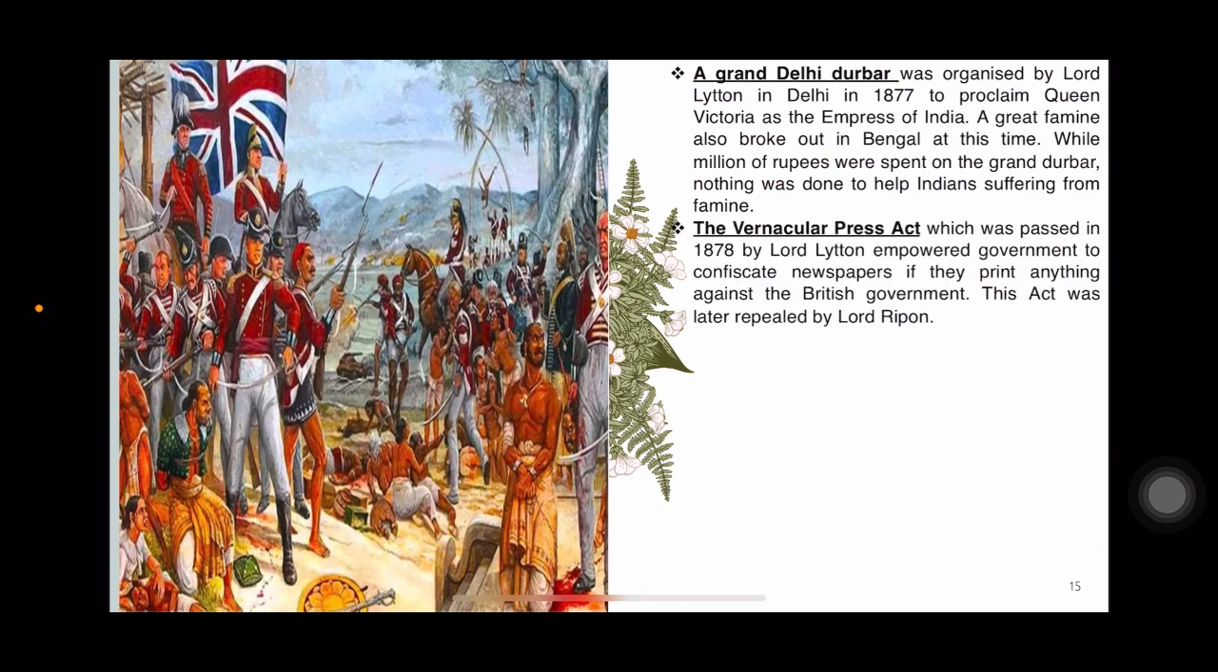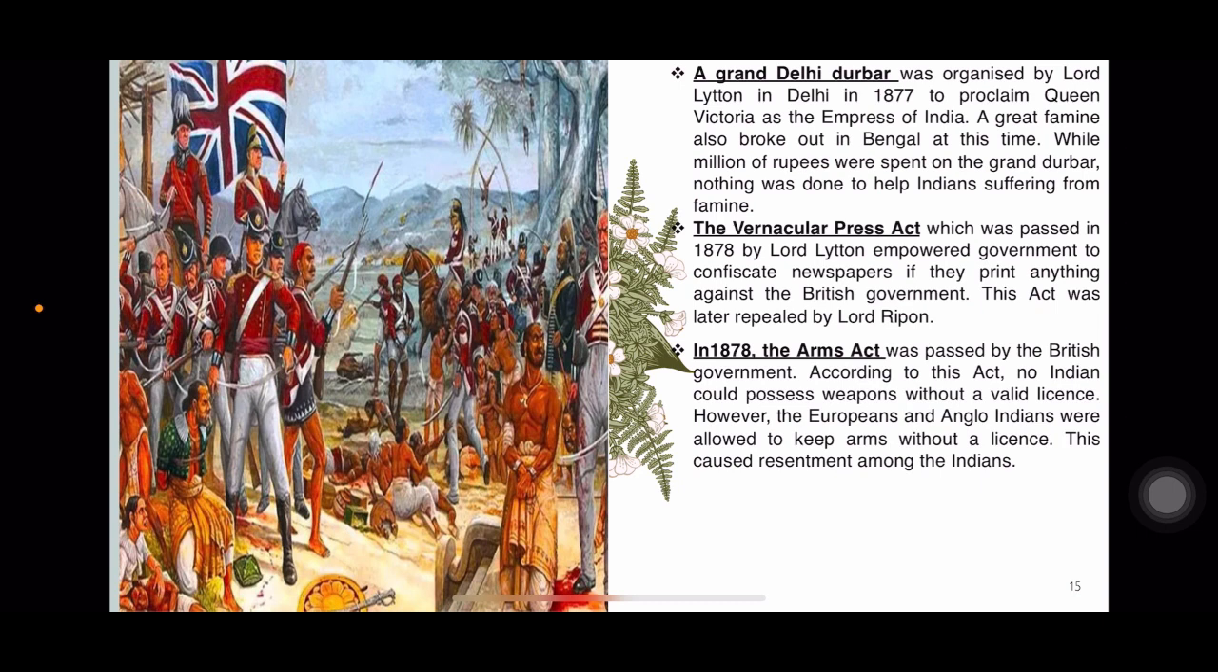The Vernacular Press Act. The Vernacular Press Act, passed in 1878 by Lord Lytton, empowered the government to confiscate newspapers if they printed anything against the British government. The act was later repealed by Lord Ripon.